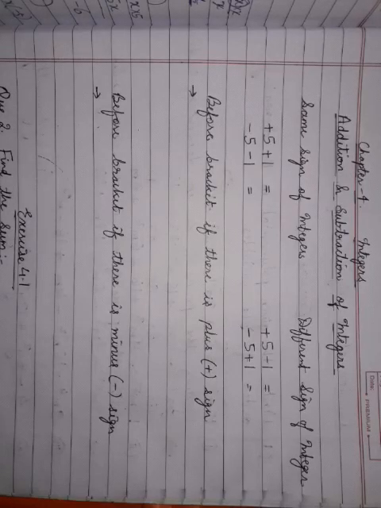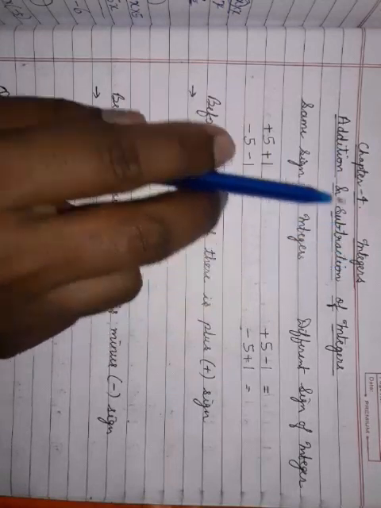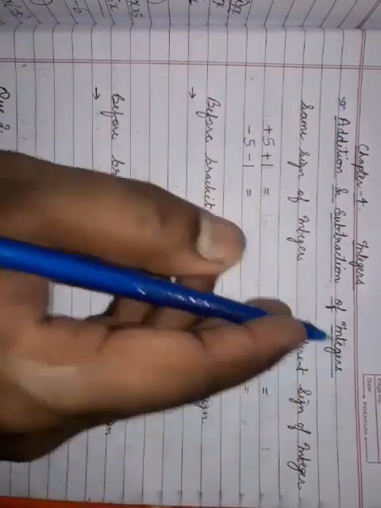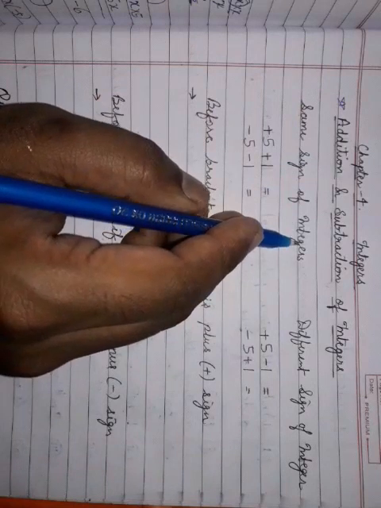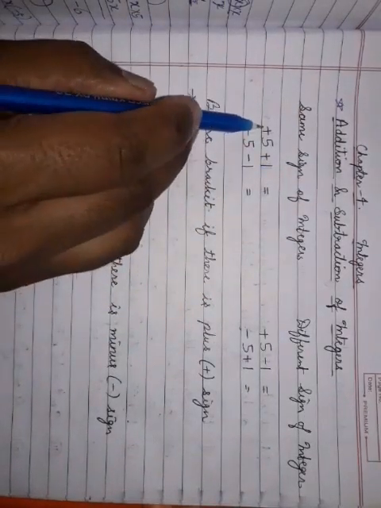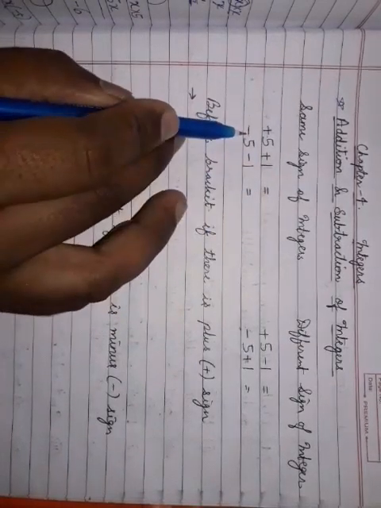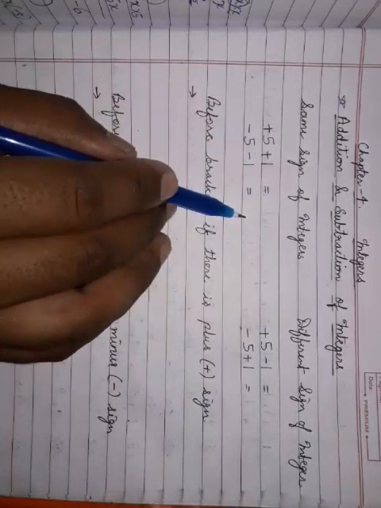Good morning students. Today again we have to see chapter 4, integers. Our topic is addition and subtraction of integers. Now see same sign of integers. Here same sign of integers means plus 5 plus 1 is equal to what? And minus 5 minus 1 is equal to what? So we have to solve this one.